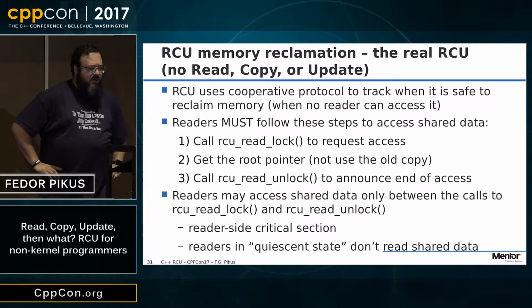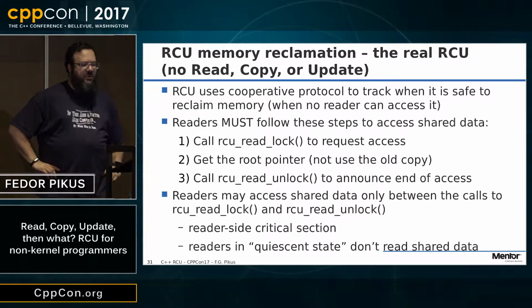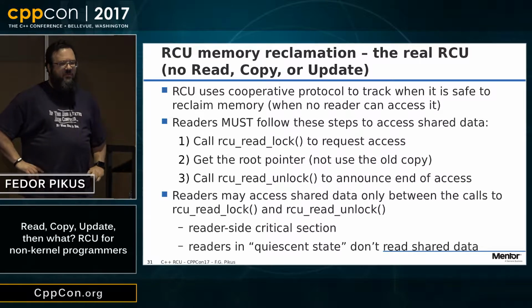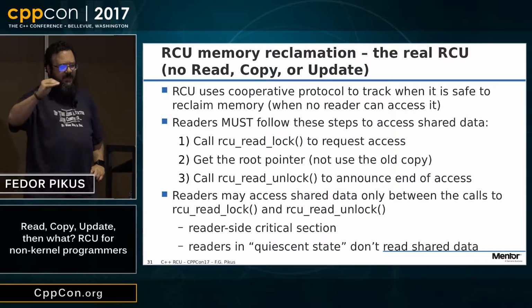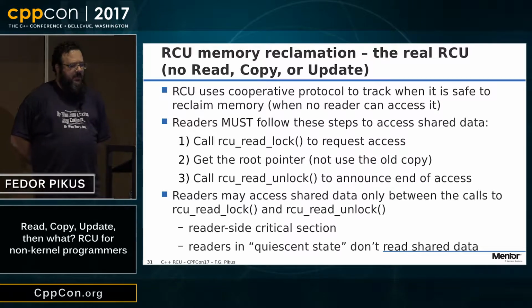and traverse from the root all the way down throughout the data to whatever you want to be. When you're done accessing shared data, you have to call RCU read unlock. At that point, you have to give up and promise to never use again that value of the root pointer that you got. If you want another access to shared data, you start from the beginning. You call read lock, you again get the root pointer, which may or may not have changed, and you use it until you call read unlock.